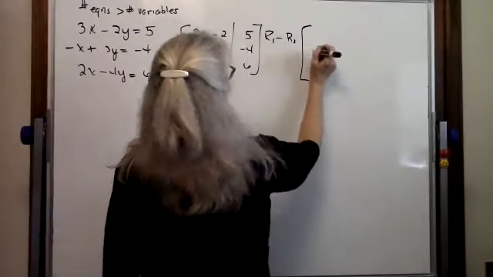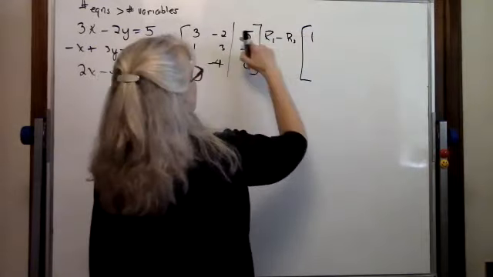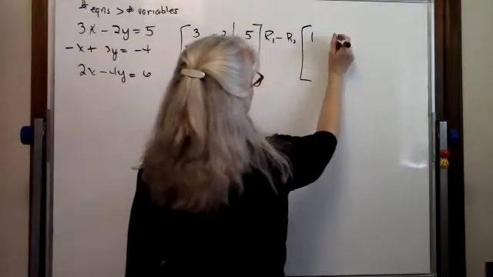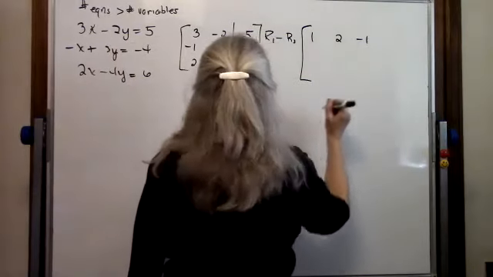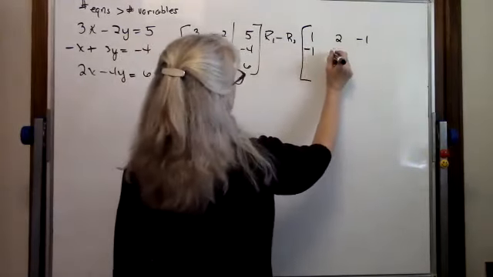Don't mess up from the beginning. Okay, so 3 minus 2 gives us a 1. Negative 2 minus that minus 4 is going to make that a positive 2. 5 minus the 6 is still the negative 1. We're copying everything else over.